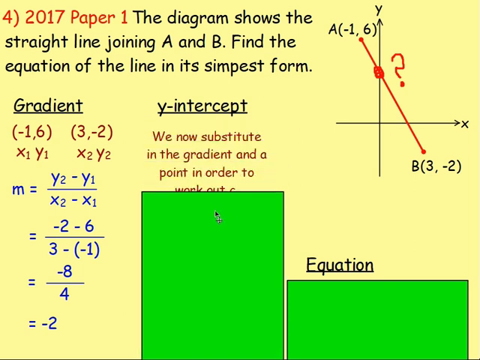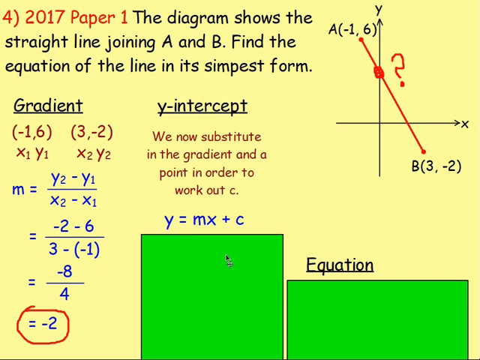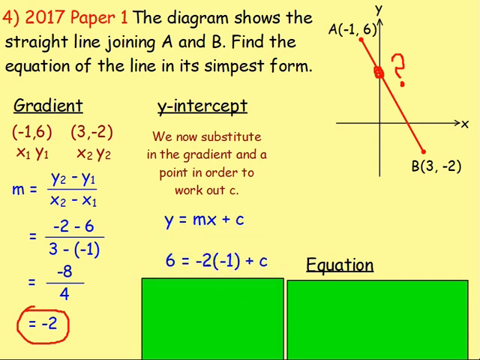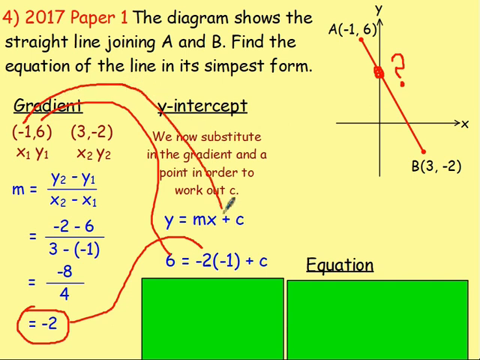To do that, we take both the gradient and one of the points, use any point you like, and we sub it into the straight line equation, y equals mx plus c. The point I'm going to use is negative 1, 6, but if you use the other point, you will get the exact same answer. It makes no difference which one you're using. What you do then is replace y with the 6. You can replace m with the gradient, so that's the negative 2. Replace x with that value as well, so that's the negative 1.